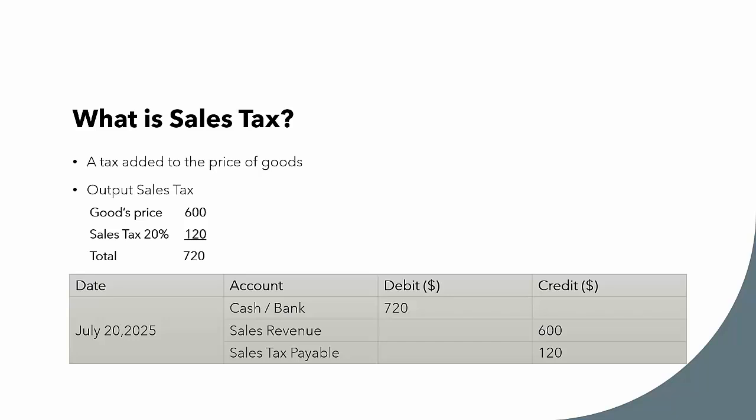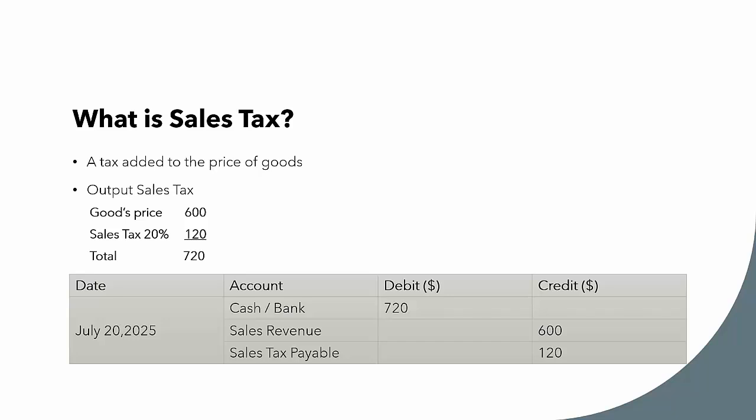Accounting for sales tax on sales, also called output tax. Let's take an example. Imagine a business sells goods for $600 and adds a 20% sales tax, which is $120. So the total price the customer pays is $720. Now, how does the business record this transaction?